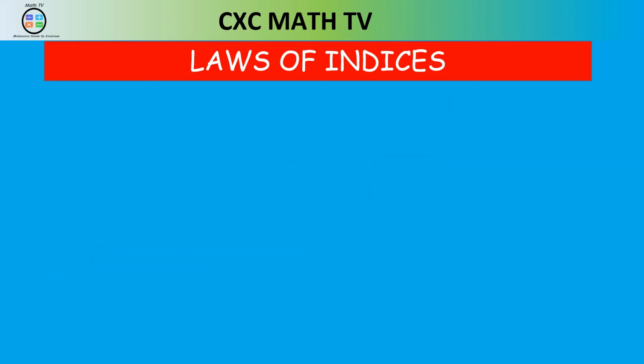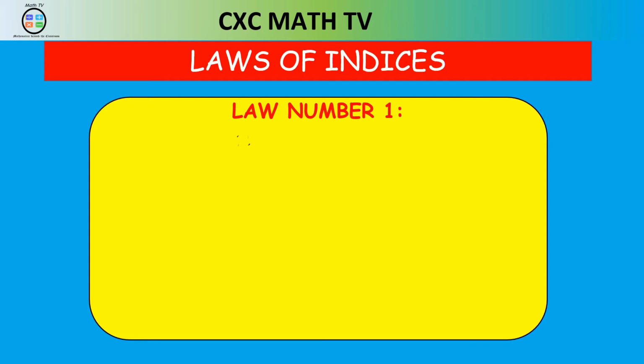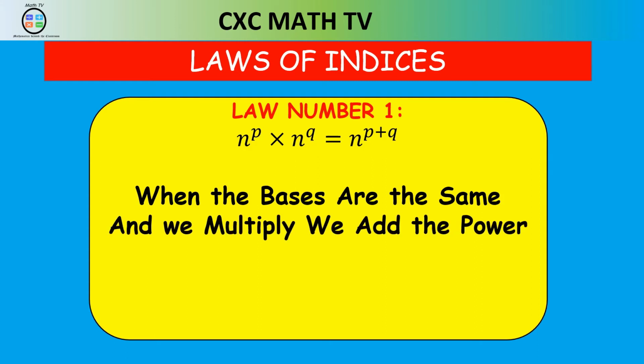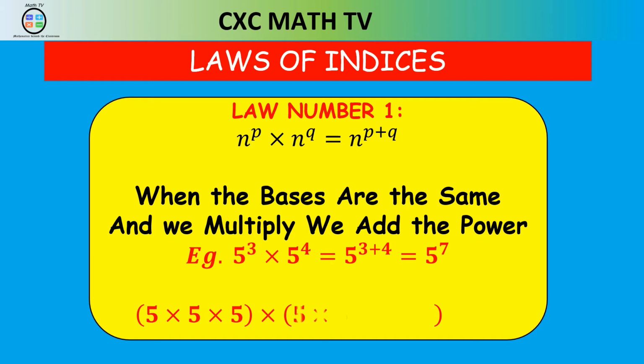So the first law that we're all familiar with, n to the p times n to the q, we know that is equal to n to the p plus q. A lot of persons will tell you to remember this: when the bases are the same and we multiply, we just add the powers. For example, 5 cubed times 5 to the 4 is 5 to the 3 plus 4, which is 5 to the 7.